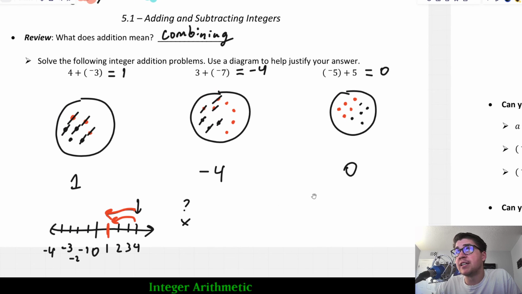Another way of establishing the idea of directionality. So in the next video, let's get into subtraction. This one's getting a little too long.